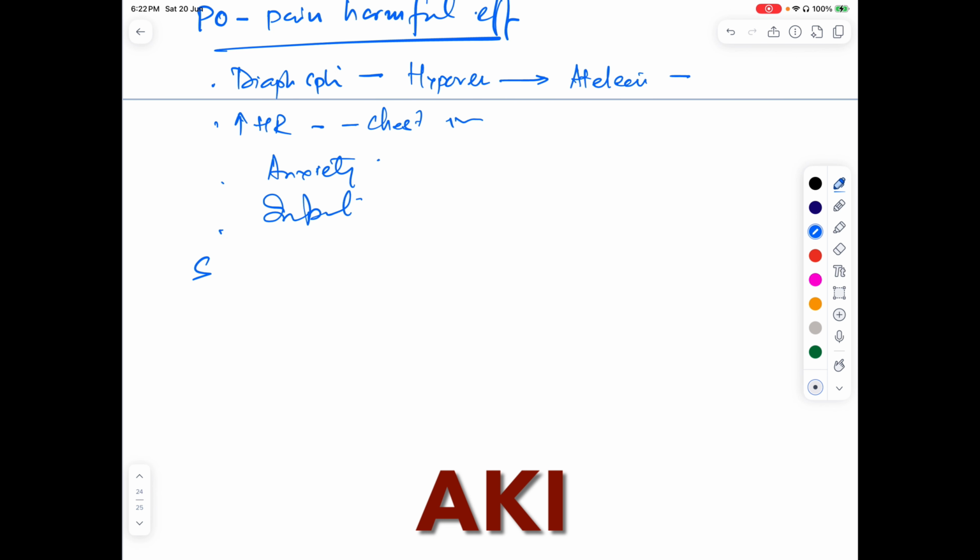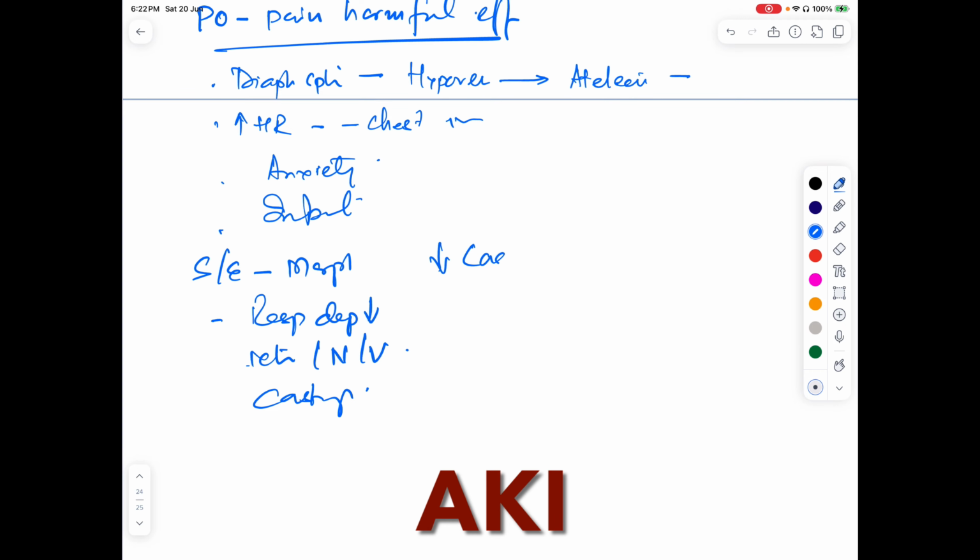So what are the side effects of morphine? Respiratory depression is number one, itching, nausea, vomiting, constipation, decreased consciousness level and euphoria.